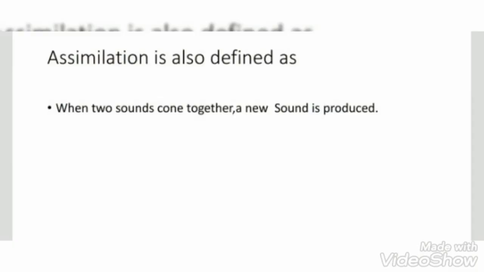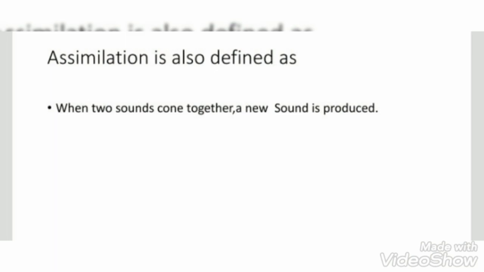As we all know, assimilation is a feature of connected speech and it is a part of suprasegmental phonology. In very simple words, I may define assimilation as when two sounds come together, a new sound is produced. In this definition, sound means phoneme. One is phoneme, second is allophone, and allophones are actually a subcategory of phoneme. We all know that there are 44 major phonemes in English, and there are many allophones. Each phoneme may have a number of allophones.